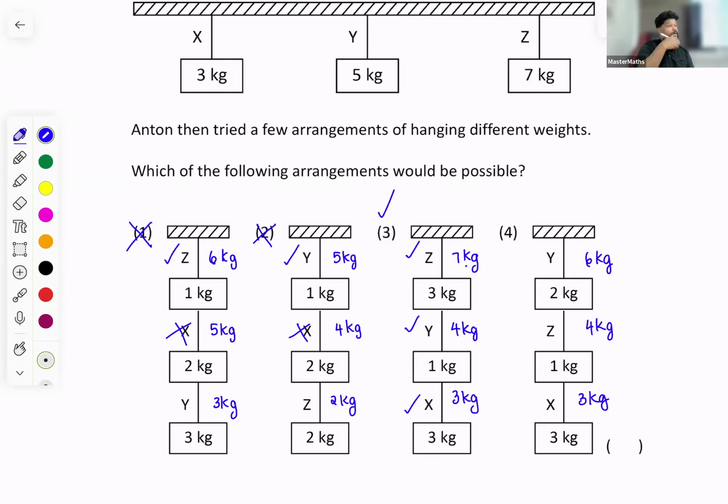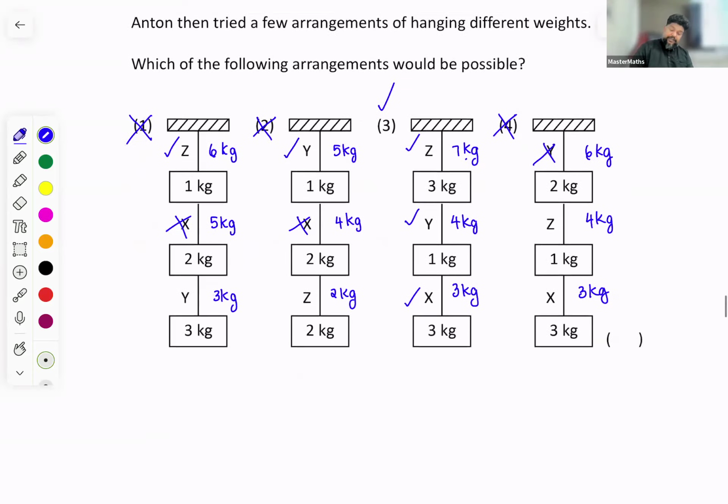But we cannot stop here. We look at option 4. Option 4, can Y hold 6 kg? Cannot. Maximum it can hold is 5 kg. So based on this, this is the option. This is an example of logic.